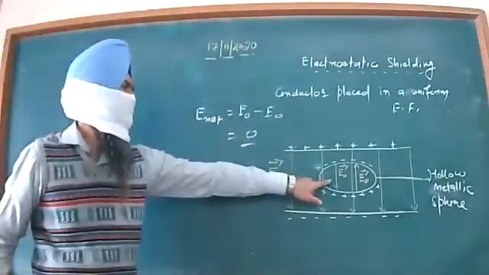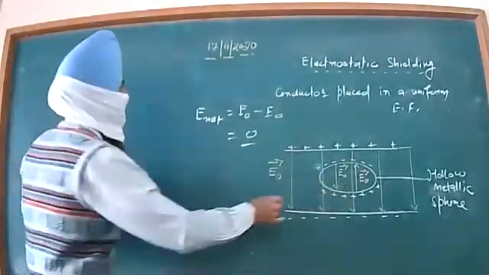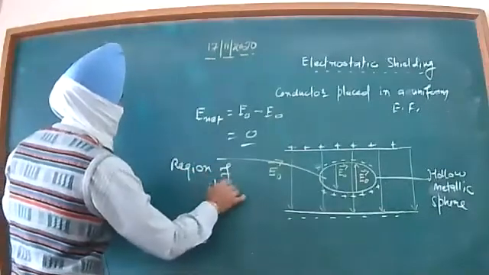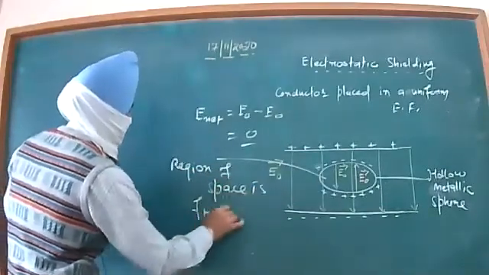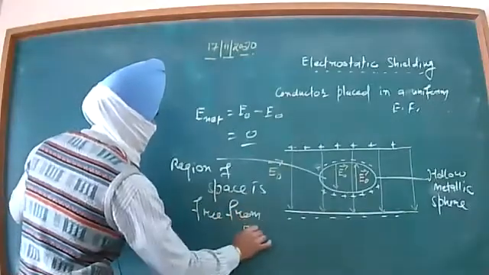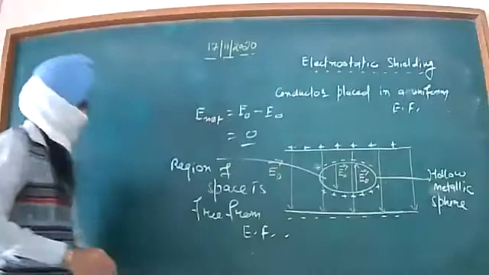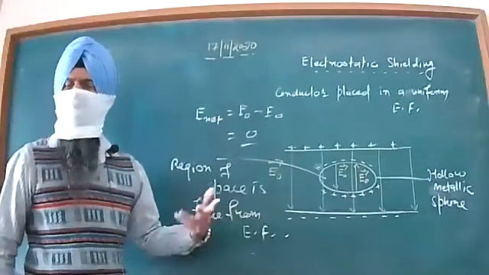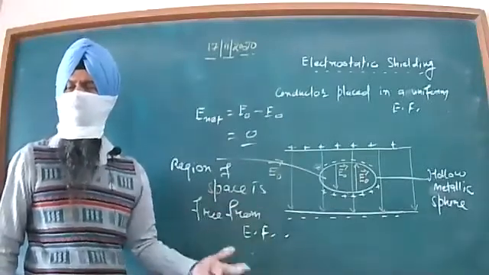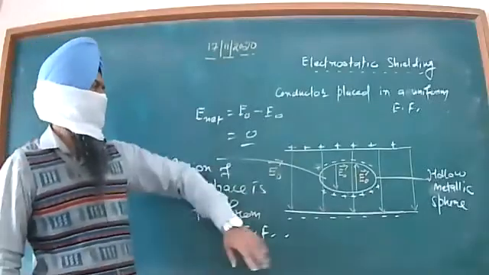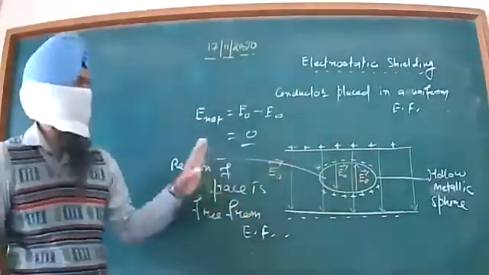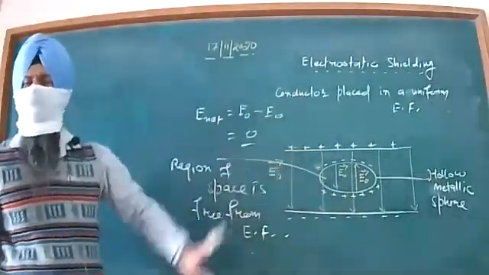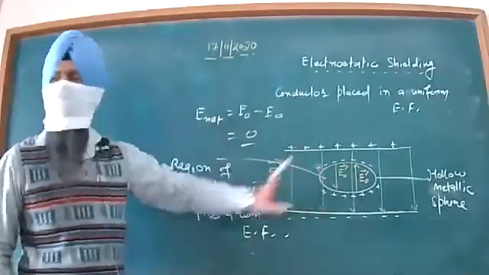So the electric field inside the conductor becomes 0, and this region of space is free from electric field. So the way by which we can protect some delicate devices, some very special instruments, against external electric and magnetic fields is to simply put these devices into hollow conductors, and the hollow conductors are inserted into the given electric field.